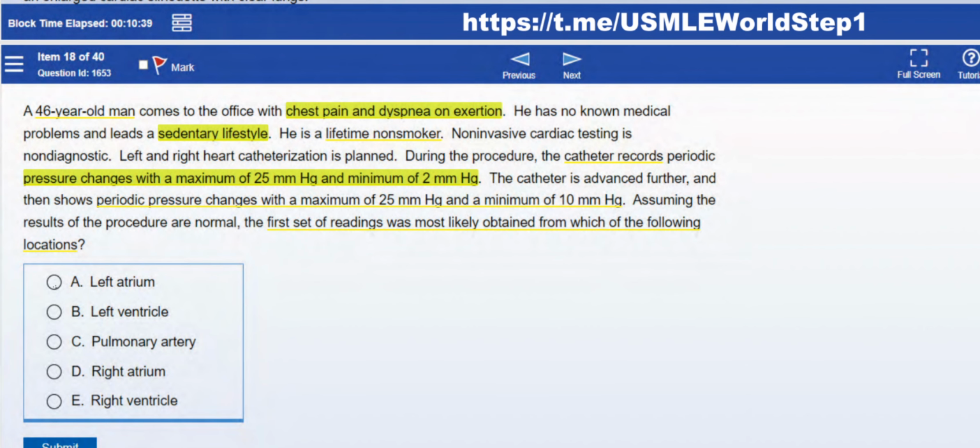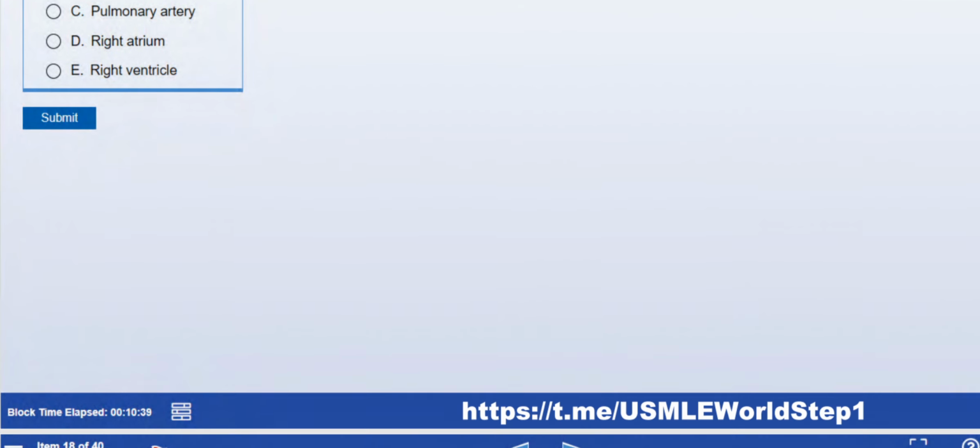Assuming the results of the procedure are normal, the first set of readings was most likely obtained from which of the following locations: left atrium, left ventricle, pulmonary artery, right atrium, right ventricle. Pause and give the answer.